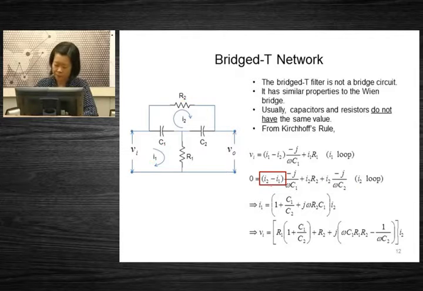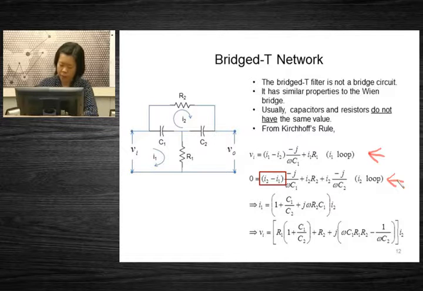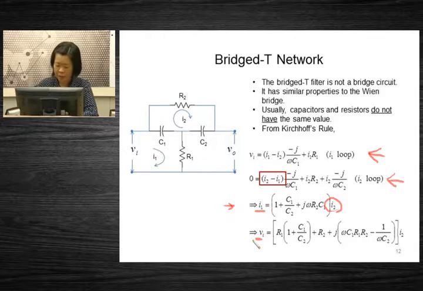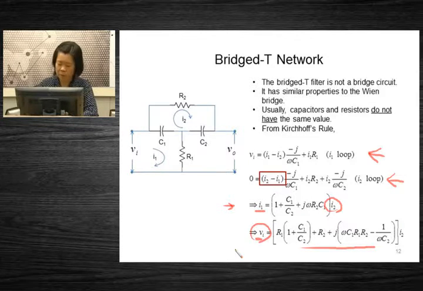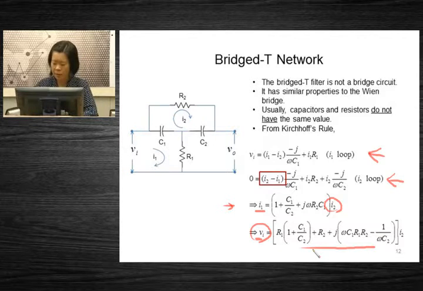Then, from these two relations, we calculate I1 as a function of I2. Then Vi can be calculated as a function of the rest of the circuit. This is what we want. The equation for input represented by the other components in the circuit.